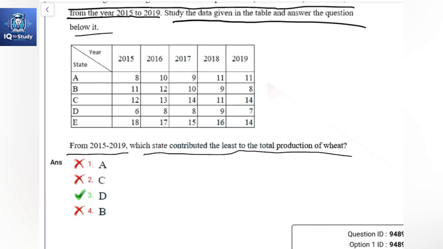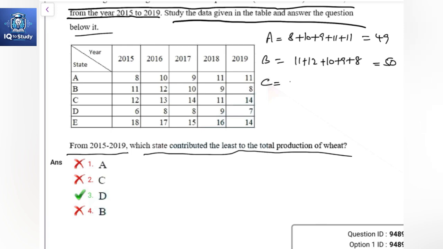Let's take state A. From 2015 to 2019, the production in state A is equal to 8 plus 10 plus 9 plus 11 plus 11, which is equal to 49, and state B is 11 plus 12 plus 10 plus 9 plus 8, which is equal to 50, and state C is 12 plus 13 plus 14 plus 11 plus 14, which is equal to 60, and state D is 6 plus 8 plus 8 plus 9 plus 7, which is equal to 38.